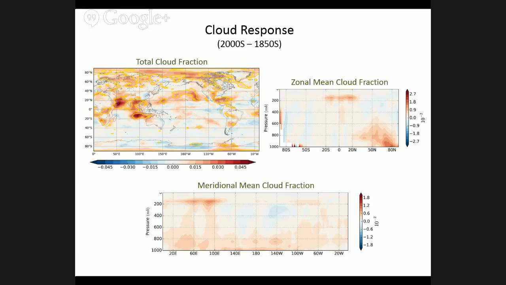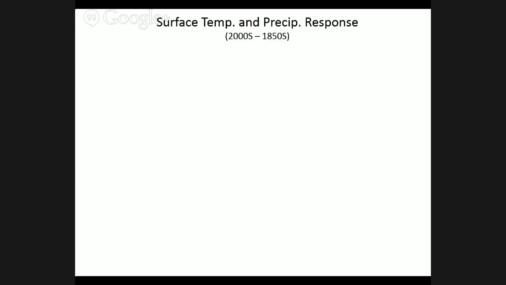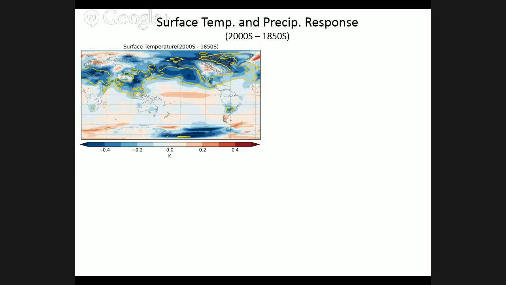After the cloud response, let's move on to the surface temperature response, which we can relate to more. Again, the blue color here indicates that after I added a lot of sulfates into the atmosphere, my equilibrium surface temperature has reduced, and the red means the opposite. As you can see, across most of that mid-latitude belt, there is a lot of cooling in that region.